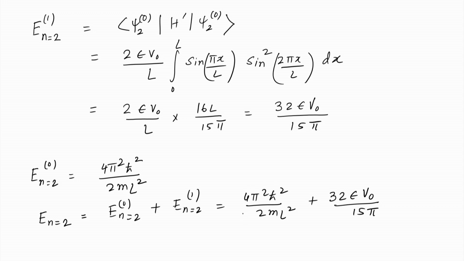Of course, the first term has the dimension of energy, and the dimension of energy in the second term comes from V 0. So, that is the total energy of the system in presence of this perturbation.